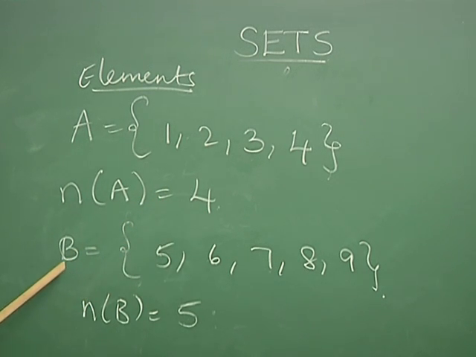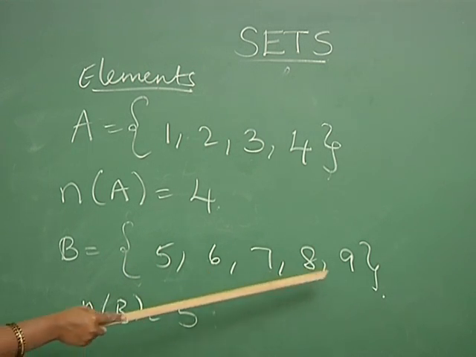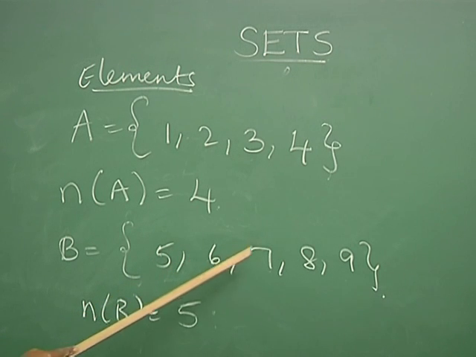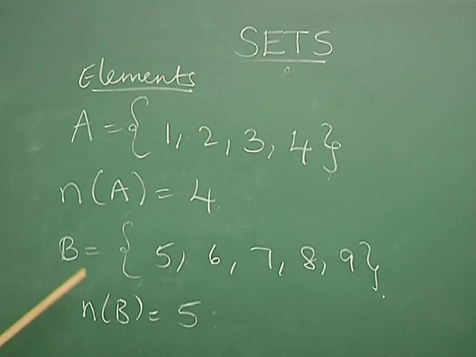Now let us take a second example. B is equal to set of 5, 6, 7, 8, 9. So these are all called the elements. The number of elements present in set B is a total of 5. So overall, the elements which are present in a particular set, we can count as the number of elements.